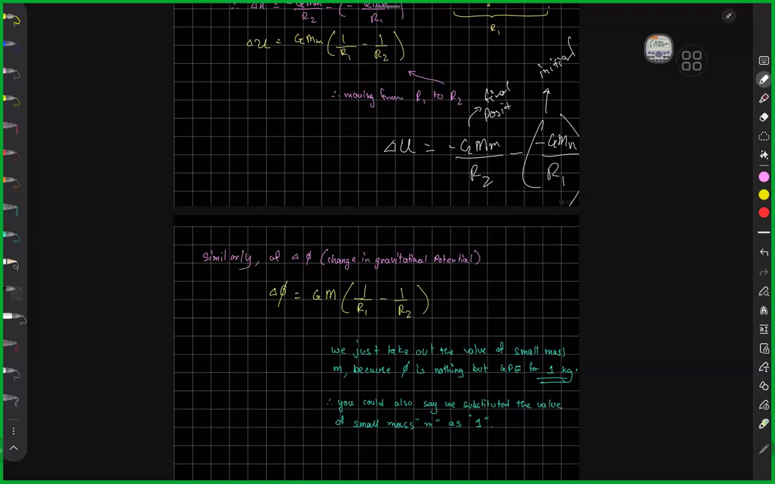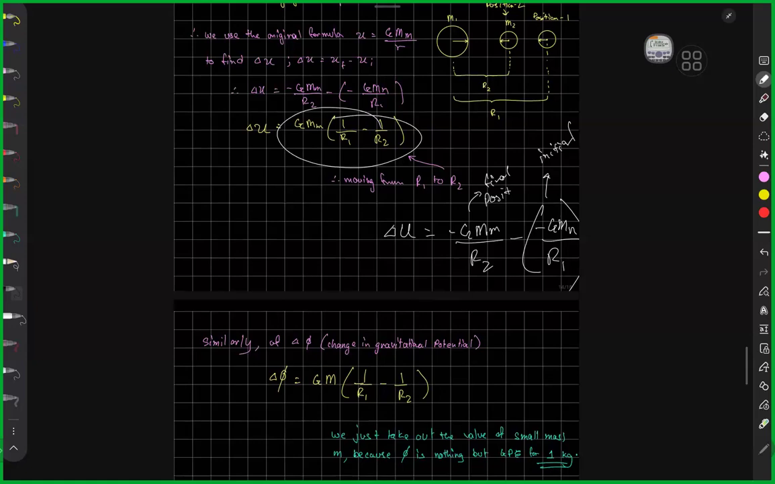This is for gravitational potential and this is for gravitational potential energy. What is the difference? Here there's an m, here there's no m. So small mass m is omitted in gravitational potential. Why? Because we're talking about 1 kg of mass. So gravitational potential does not have small mass m included, but gravitational potential energy, yes, it is included. Okay. So essentially, this is how the formula will look for change in gravitational potential energy.